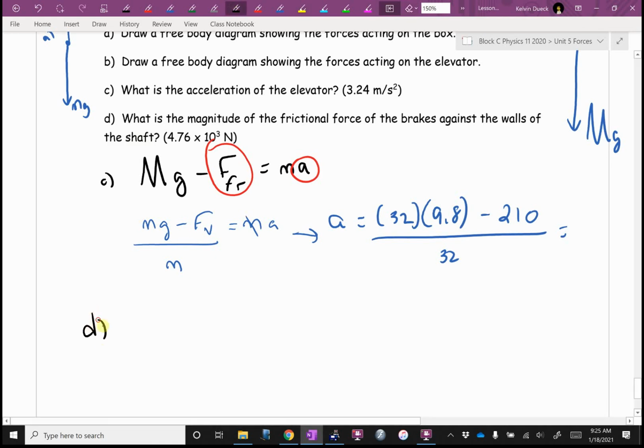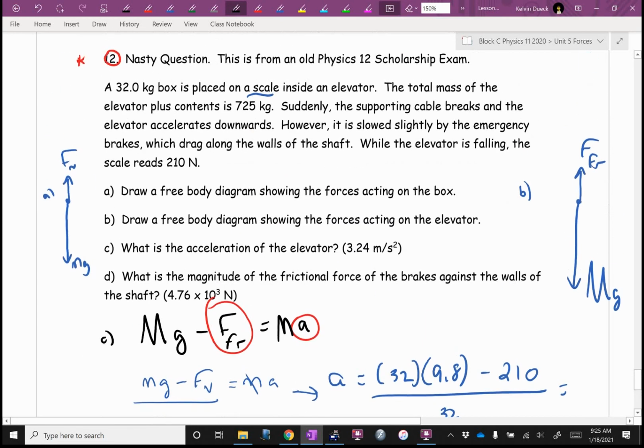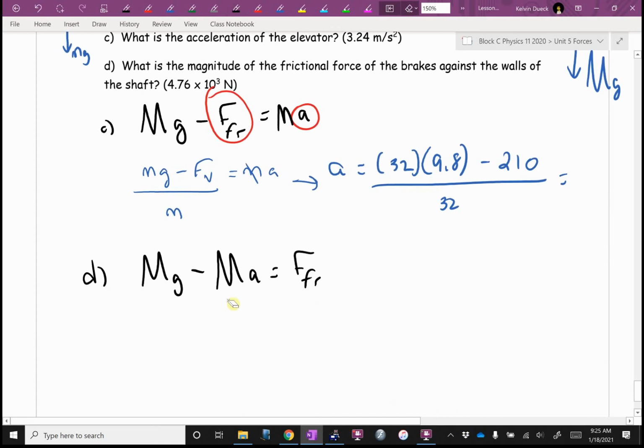So for D, I think big M G minus, and I shouldn't have put a little m there, I should have put a big M there. Big M A equals friction. What's big M? The mass of the elevator plus content, 725. I don't need to add the 32 because they apparently did that when they said the total mass plus contents is 725. So it'll be 725 times 9.8 minus 725 times my answer from C. That equals friction. In fact, now I could probably even maybe figure out coefficient of friction, a mu. Is that all right? Okay.